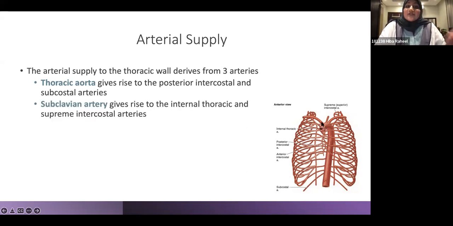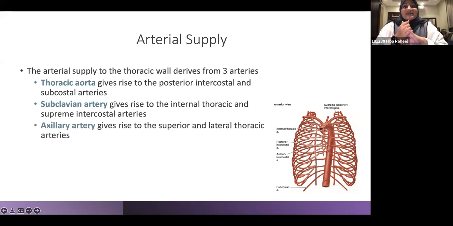Then we have the subclavian artery. Let me show you if we can see it here. Okay, so the subclavian is here. Yeah, so this is the subclavian. The subclavian gives rise to the internal thoracic and the supreme intercostal arteries. The supreme intercostal arteries are at the very top. Next, we have the axillary artery. The axillary artery gives rise to the superior and lateral thoracic arteries.